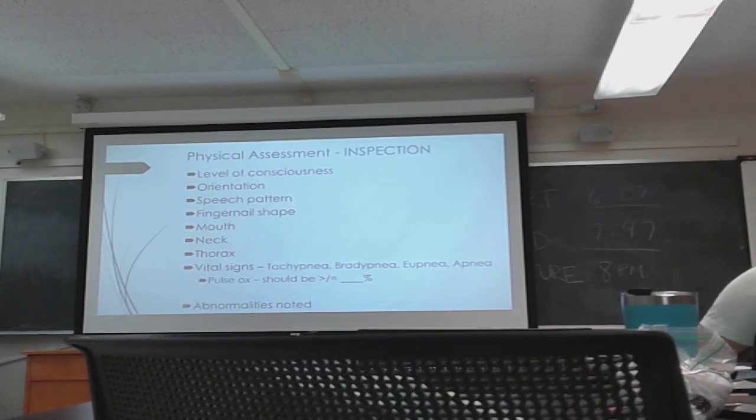So inspect the mouth for any sores. The mucosa, is it pink and moist? If they're dehydrated, what would the mucosa look like? Not necessarily pale and gray, but if they're cyanotic, it would be dry or cracked maybe. If it's pale or cyanotic, what might that indicate? Hypoxia.